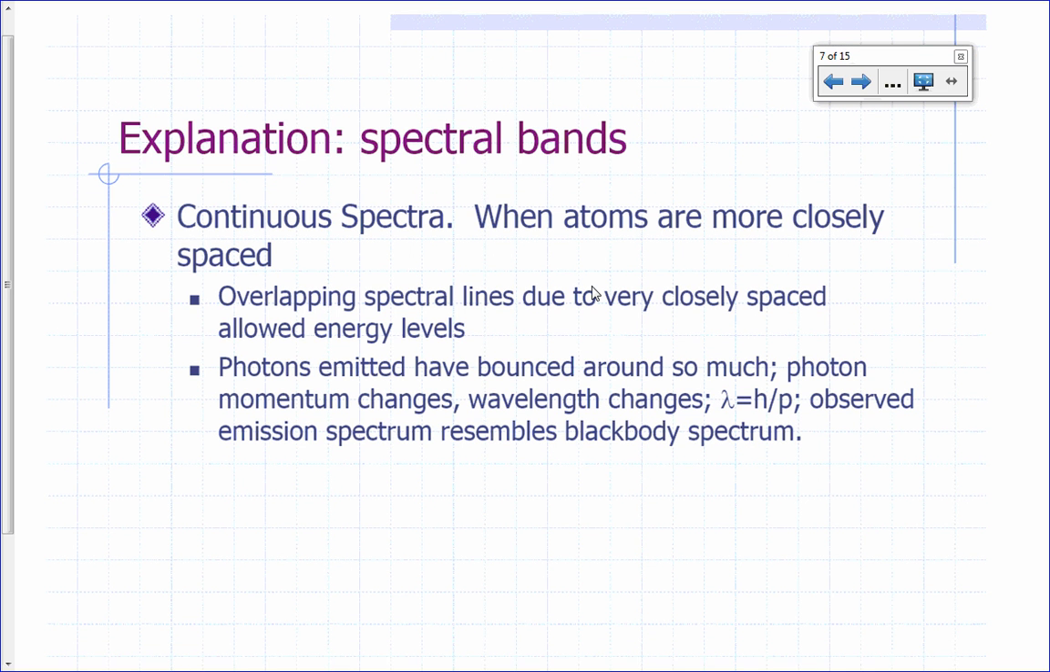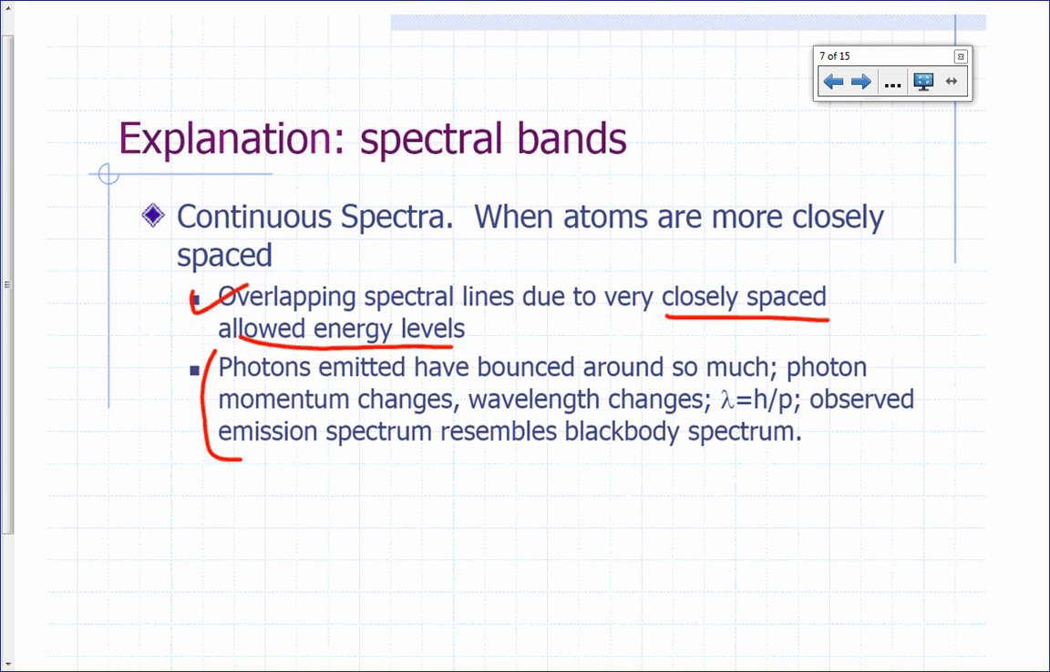Now, how do you explain a continuous spectrum then? When atoms are more closely spaced together, you could get overlapping spectral lines. So if you have a lot of these spectral lines and they're very close together, you might perceive them as just one band of colors. So if you have very closely spaced allowed energy levels, that tends to happen when the atoms are very close together. So you tend to get spectral lines more when you are dealing with low pressure gas samples. When you're dealing with solids and liquids, you tend to get bands.